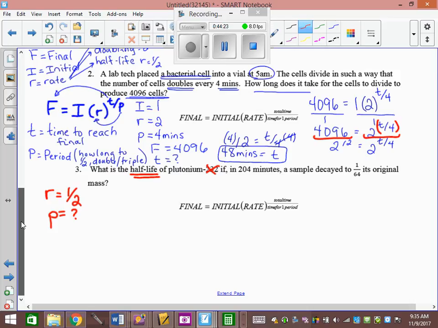If, and this is the catch, what is the half-life of plutonium if in 204 minutes, so that's my time, it doesn't say it halves in 204 minutes, right? It's asking you what the half-life is. So what is it? If in 204 minutes, a sample decayed to 1/64th of its original mass, and this is where people fall apart because they're like, what is the initial? You didn't tell me. You didn't even tell me the final. You just told me it decayed to 1/64th.